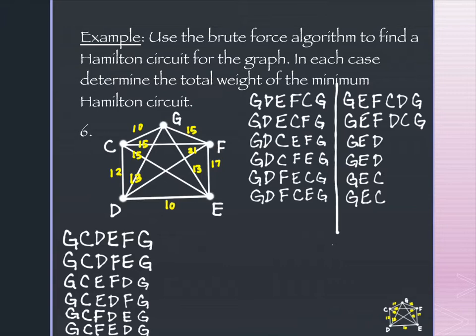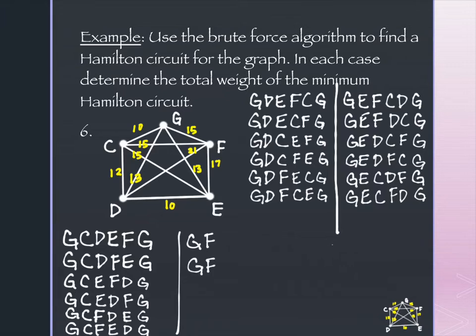How about GED? CF or FC and back to G. How about GEC? DF or FD and back to G. And then my other 6. What am I left with? GF. GFs. So 6 GFs.